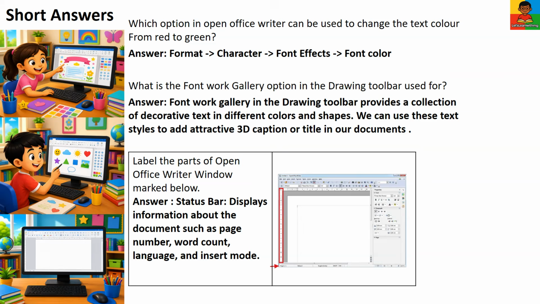Which option in OpenOffice Writer can be used to change text color from red to green? Answer. Format, Character, Font Effects, Font Color. What is the Fontwork Gallery option in the drawing toolbar used for? Fontwork Gallery provides a collection of decorative text in different colors and shapes for attractive 3D captions or titles. Label the parts of OpenOffice Writer window marked below. Status bar displays information about the document, such as page number, word count, language, and insert mode.